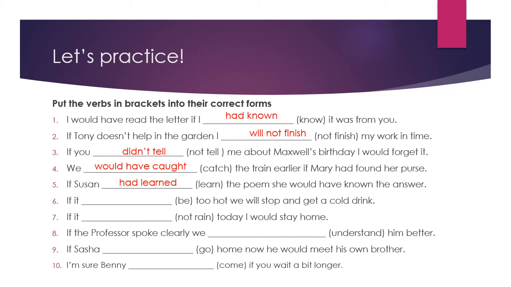So she had learned. If it, the space, too hot, we will stop and get a cold drink. If it is too hot, we will stop. Sentence number 7: if it, the space, today I will stay home. So if it didn't rain. Sentence number 8: if the professor spoke clearly, we would understand him better. Sentence number 9: if Sasha went home now, he would meet his own brother.